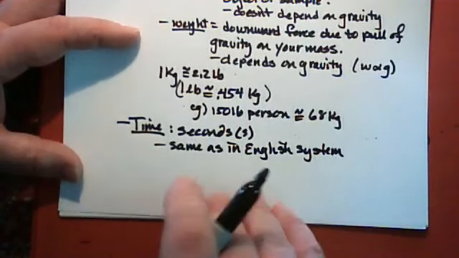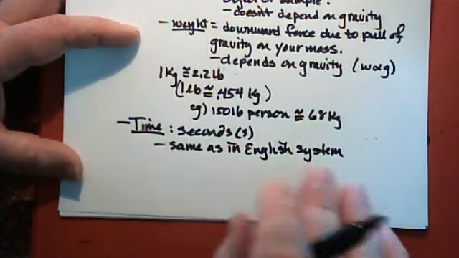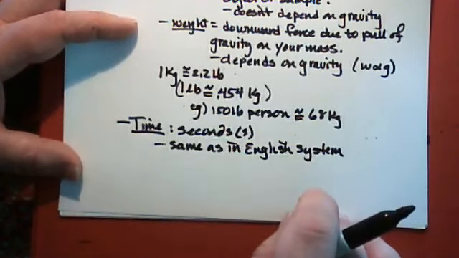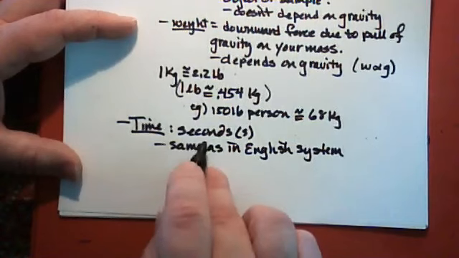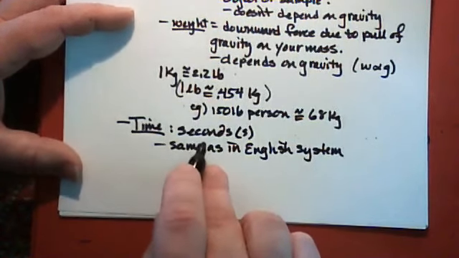And if you're timing something that goes on for a long time in the metric system, you can still use minutes and hours and days if you want to. It's just that if you want to use that number in an equation, you're probably going to have to convert it to seconds.